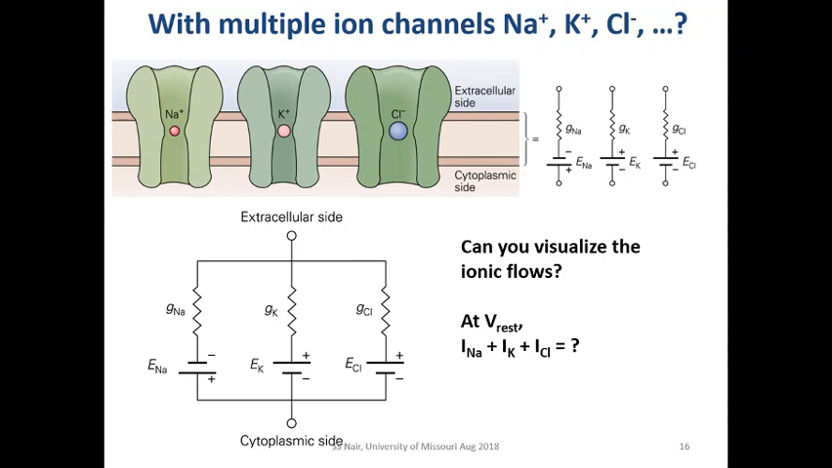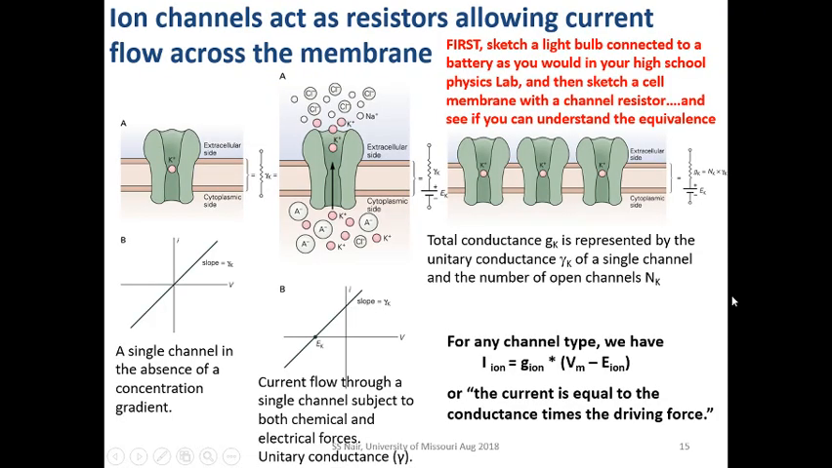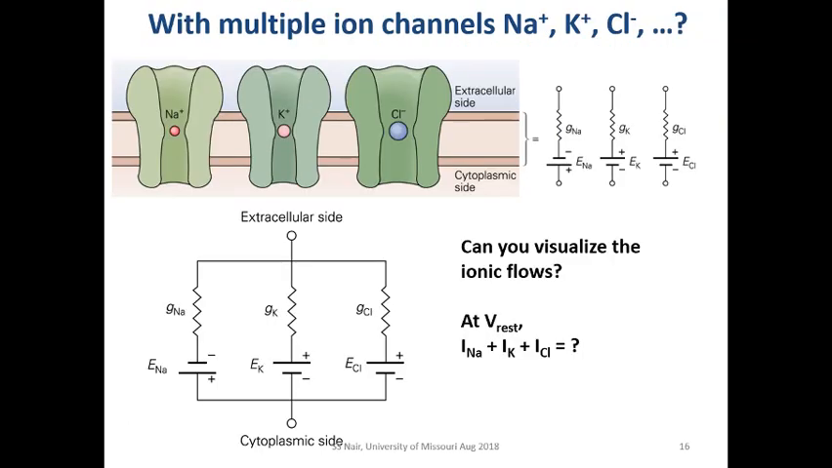We ask the question: what is an equation for the membrane potential when there are multiple ion species? In the previous slide, we looked at I ion is equal to G ion times V minus E ion. Now the question is, what happens to the membrane potential when there are multiple ionic species? That's what we will try to look at in this slide and in later slides.